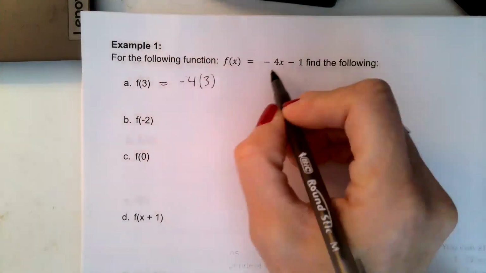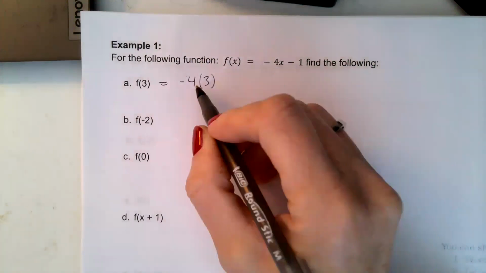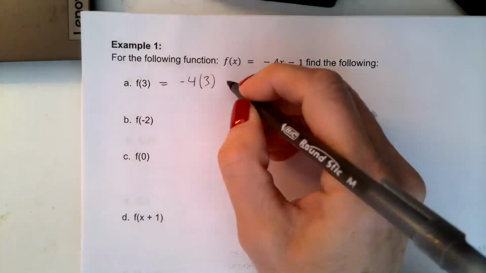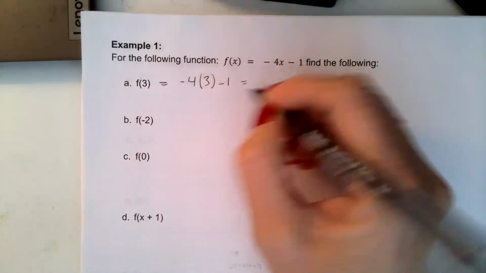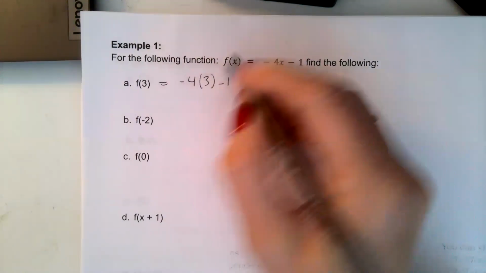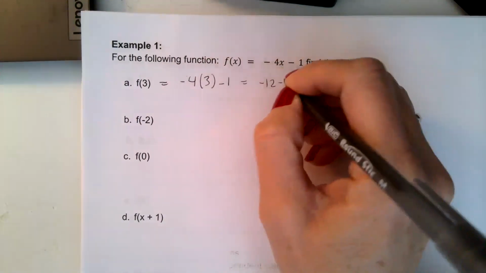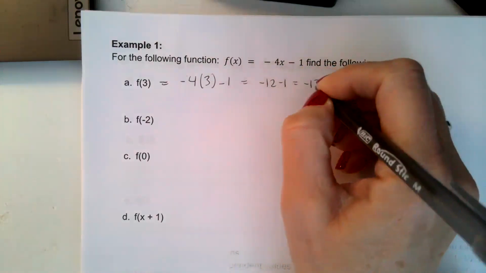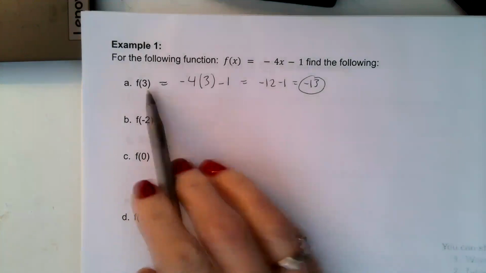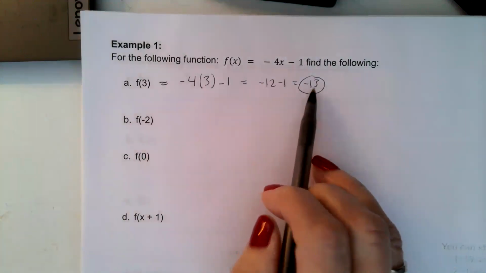Now, because the function has 4 being multiplied by x, I'm going to show that multiplication with the parentheses so that the numbers are not next to each other and mistakenly read as the number 43. So I'm showing the multiplication. So negative 4 times 3 is a negative 12, minus 1 is a negative 13. When I evaluate the function at 3, my output is a negative 13.